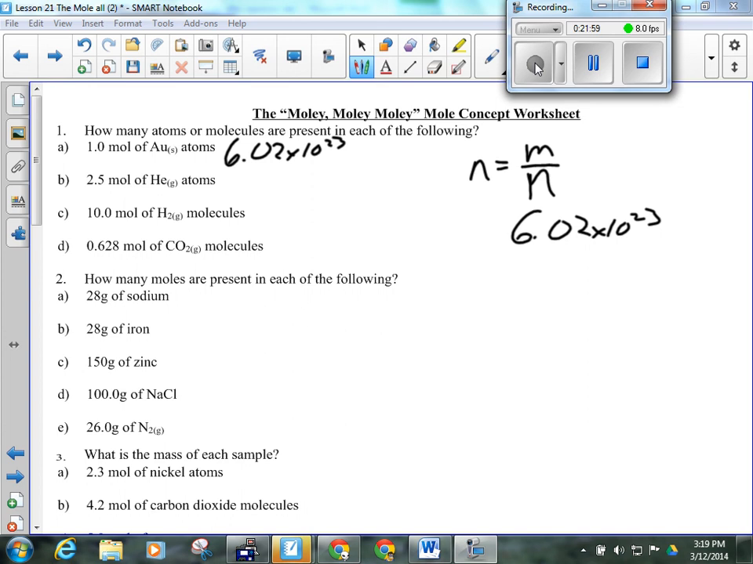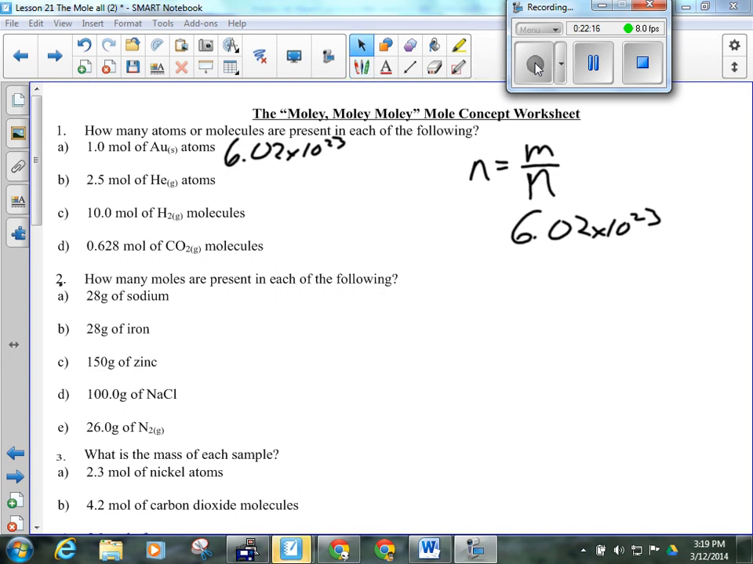It's the same for C. 10 times Avogadro's number for D. Number times Avogadro's number. All right, you'll get to using n equals little m over big M when you get to number 2. Then you'll start using the mole equation for that one.